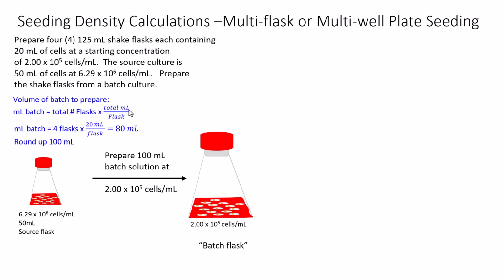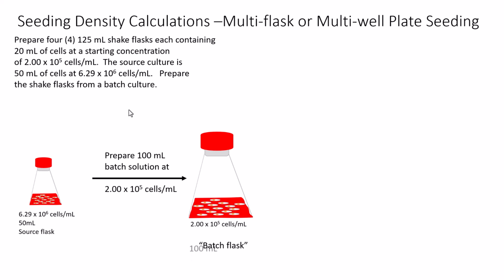So we always need to add more volume than we're going to remove. And I like to add in just an extra volume or two in case there's a mistake. All right. So I've just decided that I'm going to prepare 100 mils of batch flask. You could have done 90, you could have done 110, you could have done 120. You know, part of how much extra you prepare depends on how much everything costs.